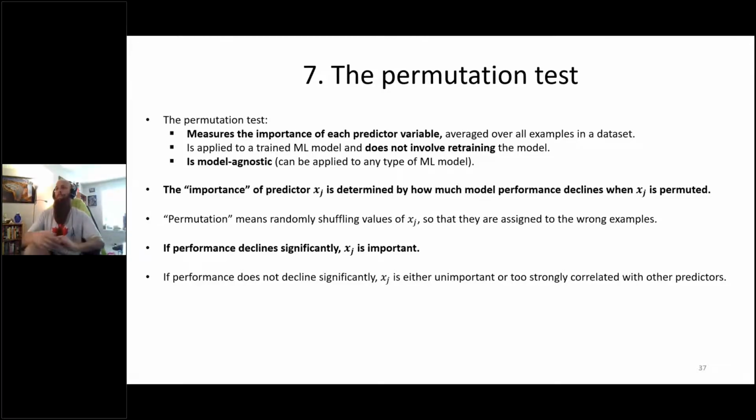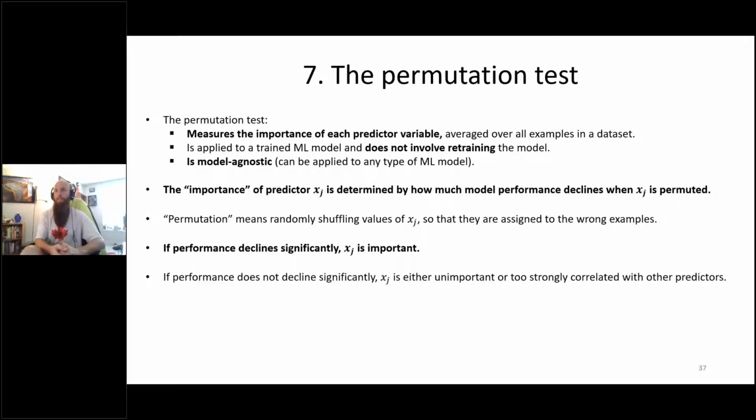So the permutation test, I'll tell you quickly what it does, and then I'll show you some nice animations to hopefully give you a better idea of the mechanics of it. The permutation test is a way to measure the importance of each predictor variable averaged over all the examples in a data set. So you're measuring the average importance of each predictor variable rather than doing things on a per example basis, which some other interpretation methods do, as you'll see.